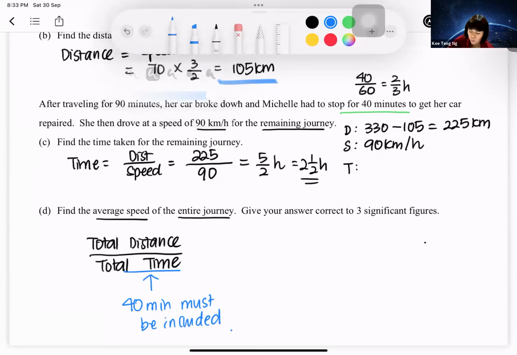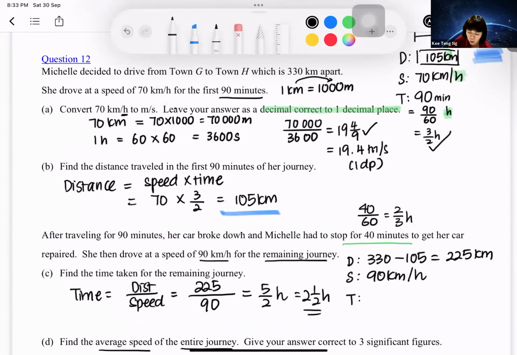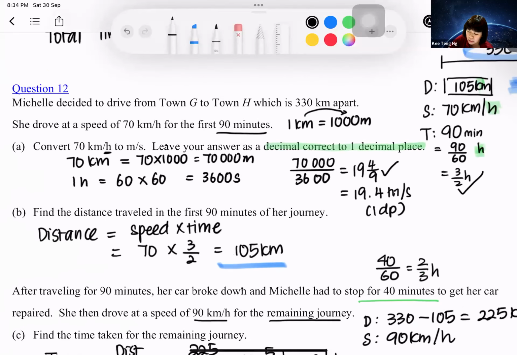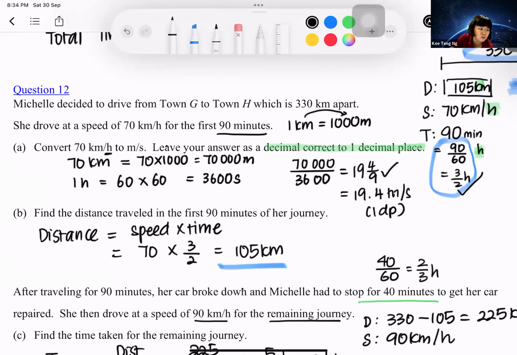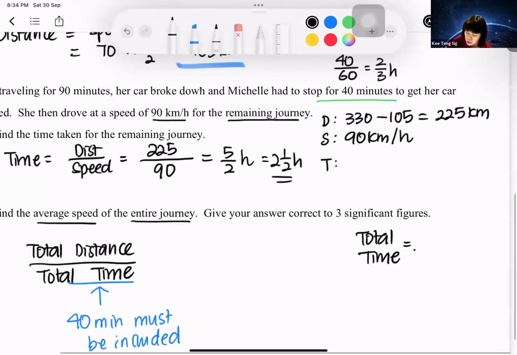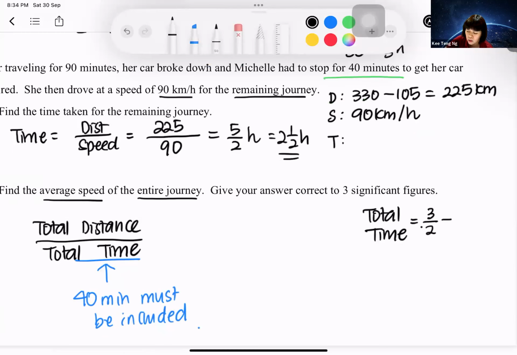Let's find our total time first. I sidetracked a little bit. Total time. For the first part of my journey, the time taken was 90 minutes. So that is 3/2 of an hour.